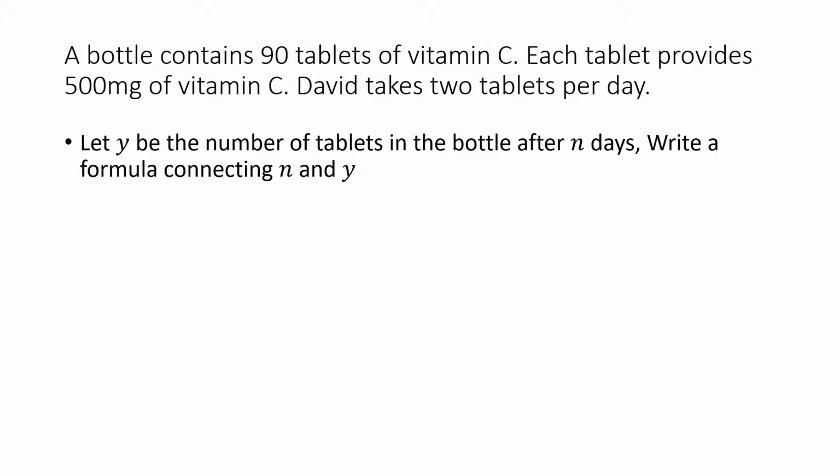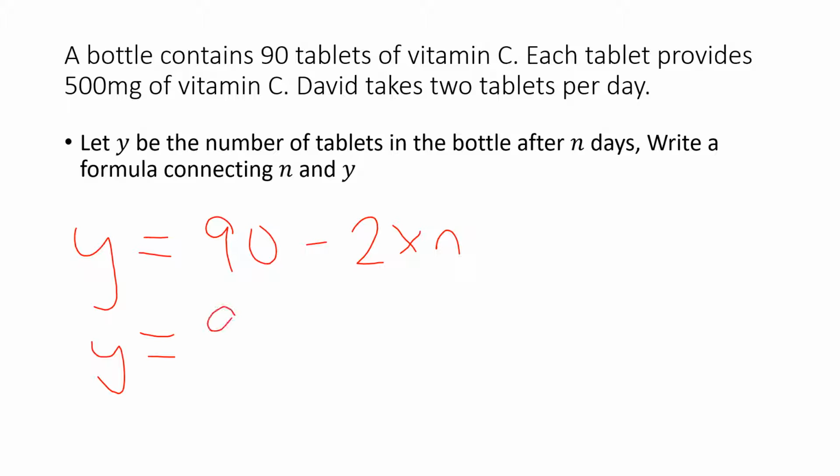But we want to generalize this again. So rather than saying, okay, after each day, how many tablets is he going to have left, we let y be the number of tablets after a certain number of days, and we can write a formula generalizing this. So that's going to be y is equal to, now we always have 90 tablets, but the amount that we take away is always going to depend on how many days there are. And because we're taking 2 tablets per day, I always have 2, and I multiply that by the number of days, so that's y equals 90 minus 2 times n, or in algebra we can just write it as 2n like that.